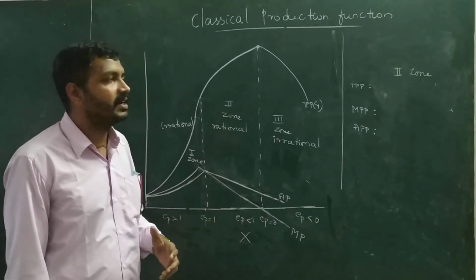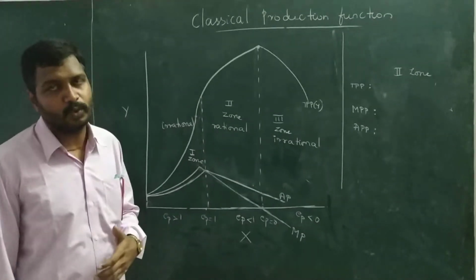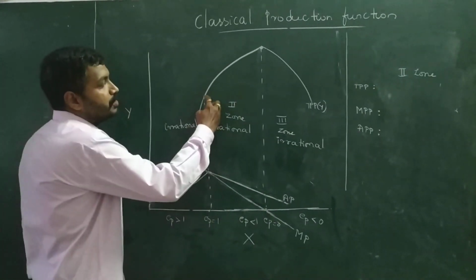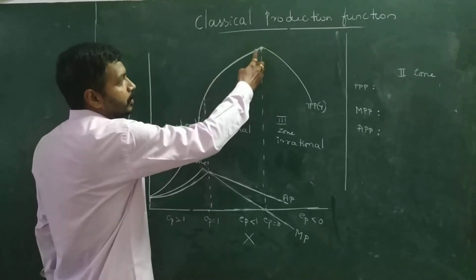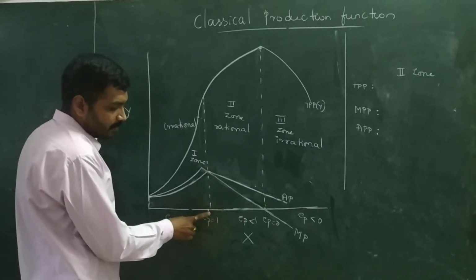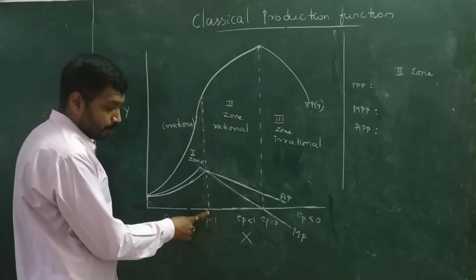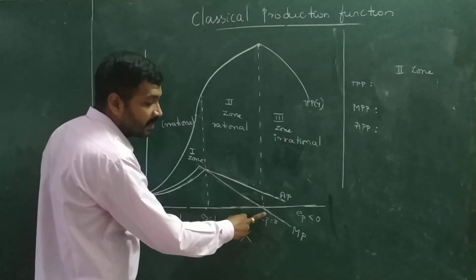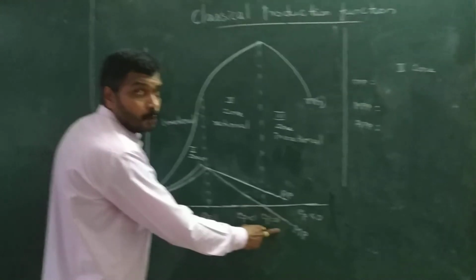Now we will understand the characteristics of the second zone. Suppose you look into the characteristics of TPP in this particular zone. It starts from that point of input use where EP will be equal to 1 and it ends at that point where EP is 0.